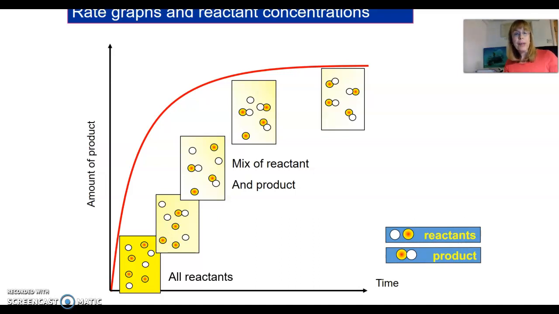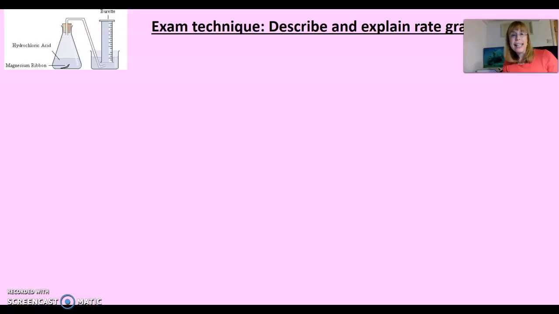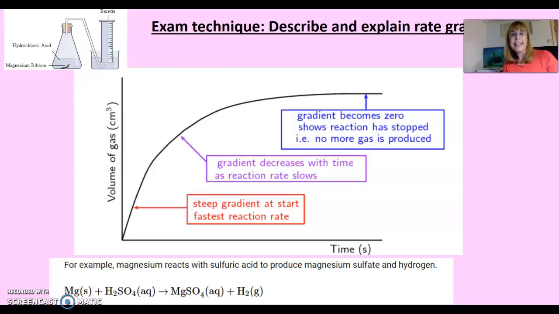Right, so always go back and think about this in terms of the collision theory and the particles colliding with each other. Now, in the exam, they love to ask these questions where you have to describe and explain rate graphs. Now, there's a difference between describe and explain. If I say to you, cover the screen and describe the graph, you will need to say to me, it's a curve. It starts off very steep, and I know that because the gradient is very steep at the beginning.